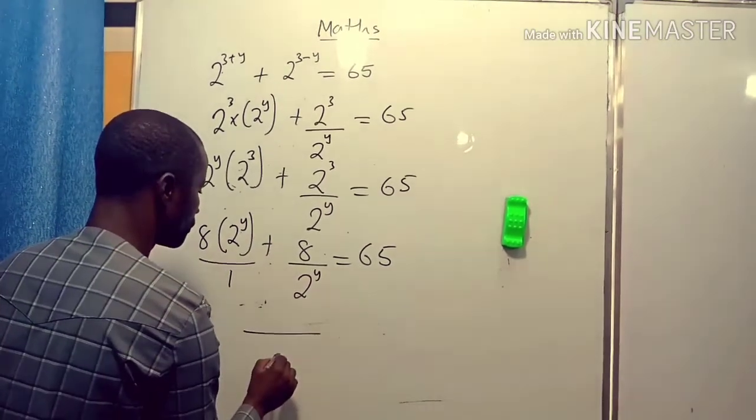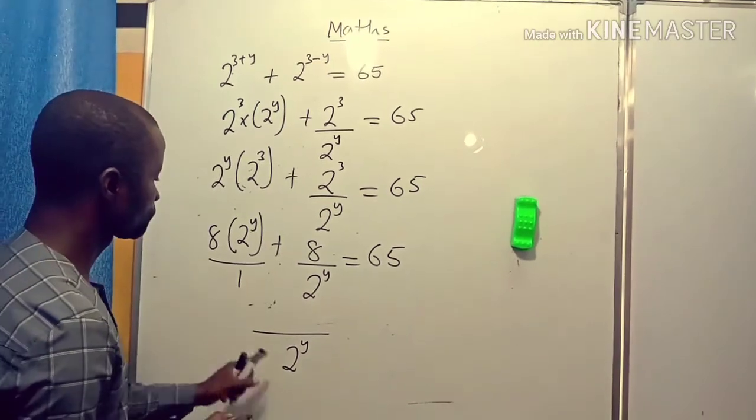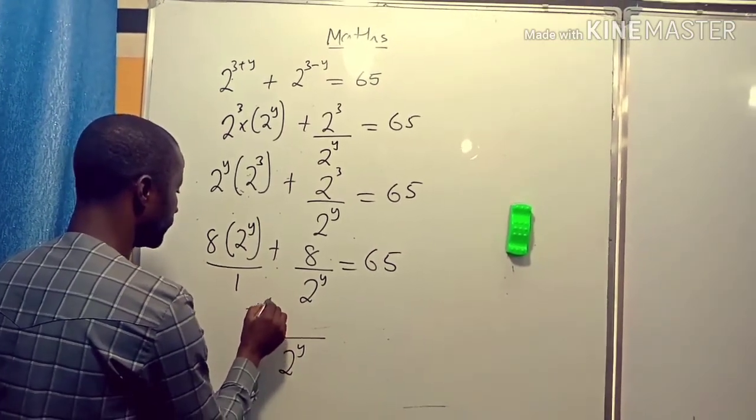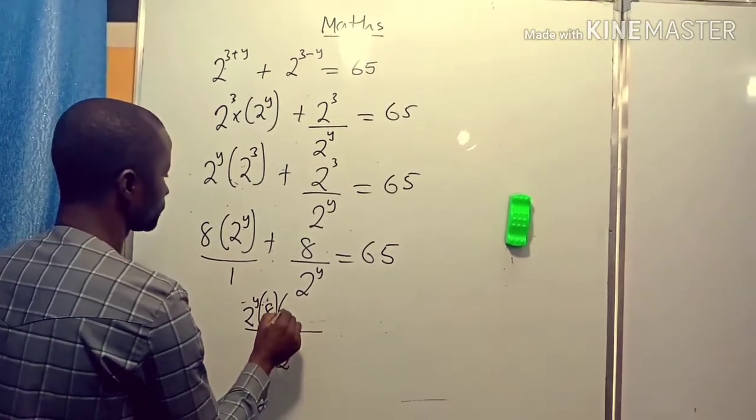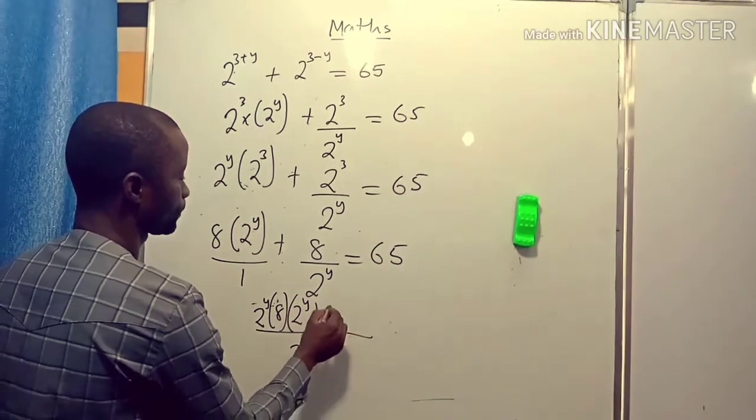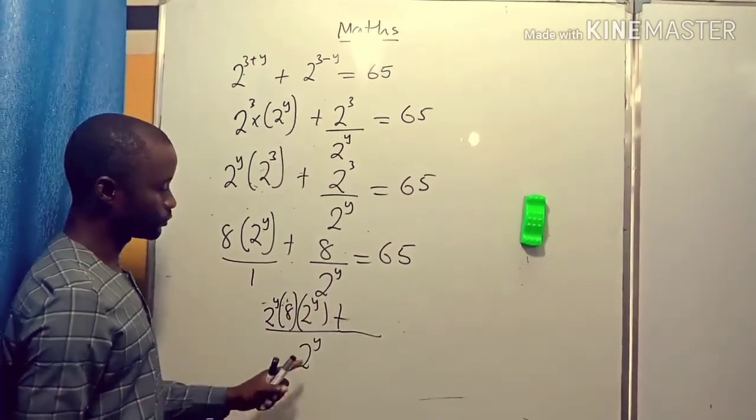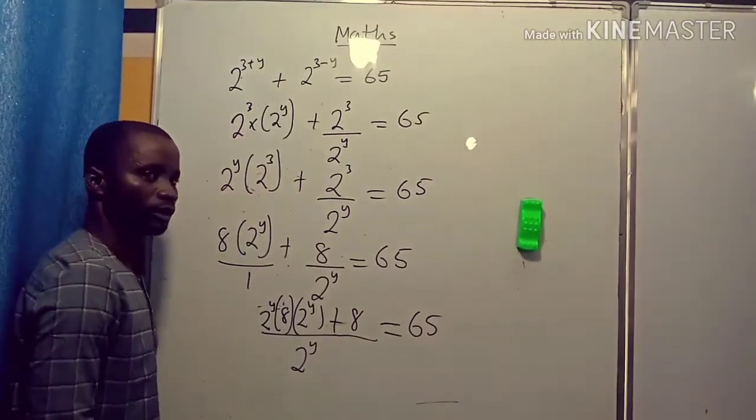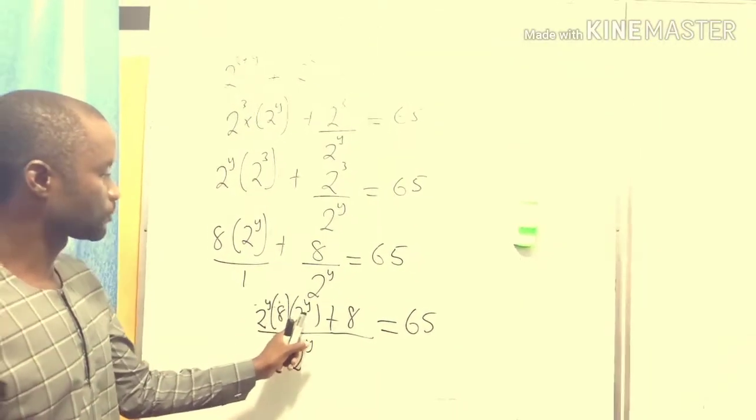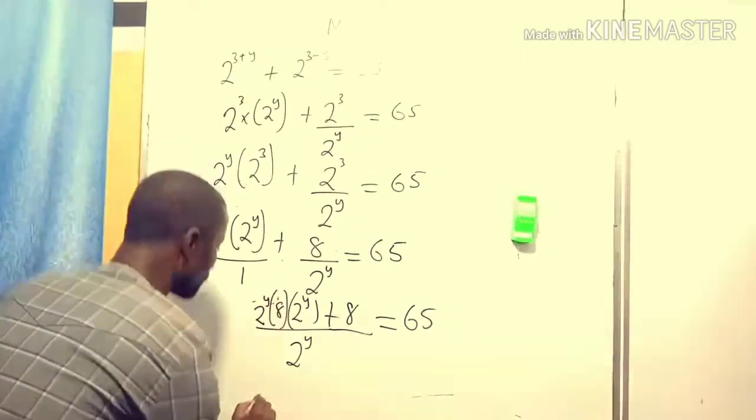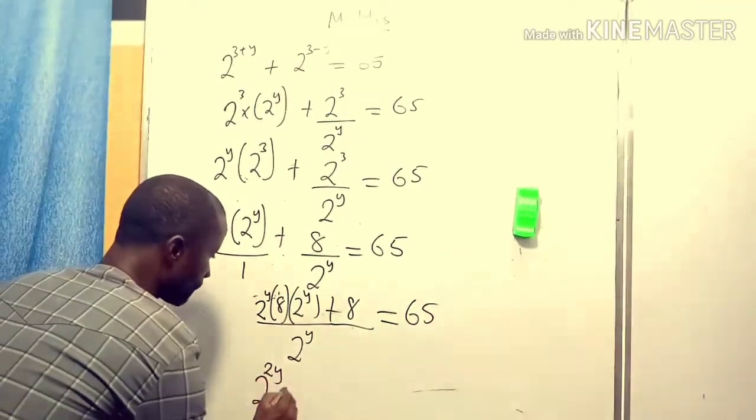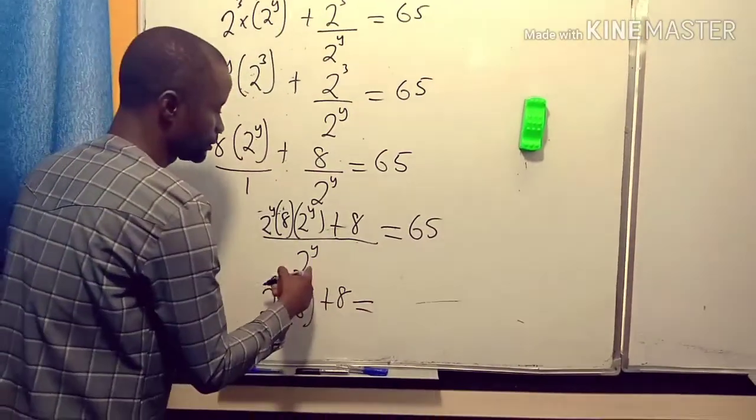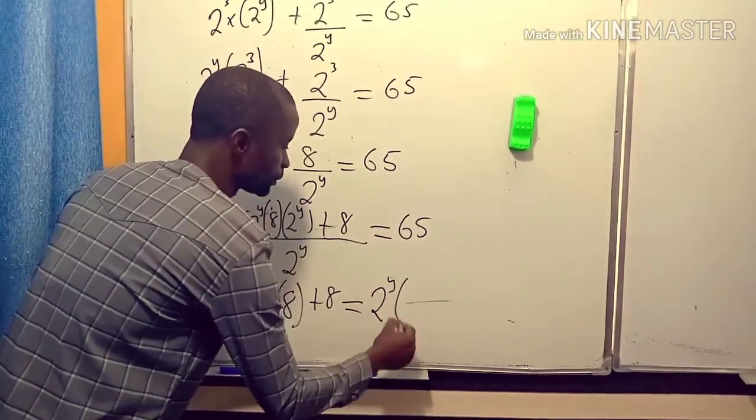Now the LCM is 2^y. That will be 2^y into (8 multiplied by 2^y), close the bracket, plus 2^y into 8 over 2^y, that's 1 times 8, that's 8, equal to 65. Now 2^y multiplied by 2^y, what do you have there? That's 2^(2y) into 8 plus 8 equal to this value multiplied by this, that's 2^y into 65.